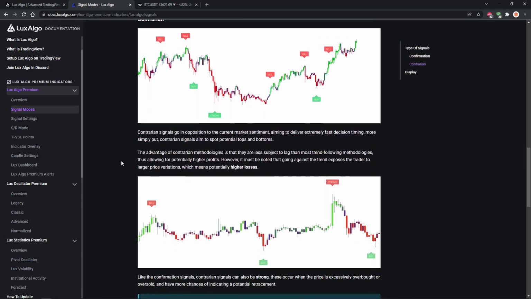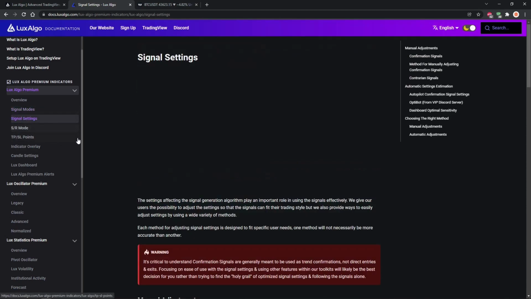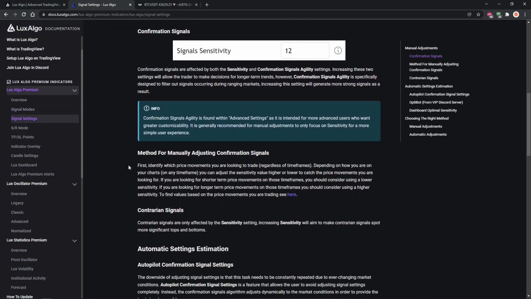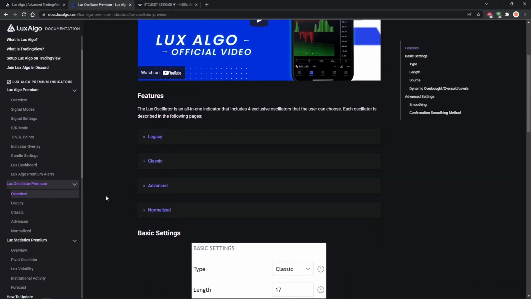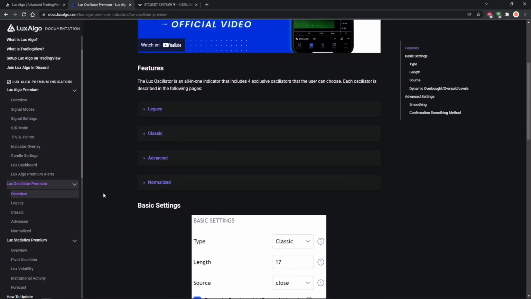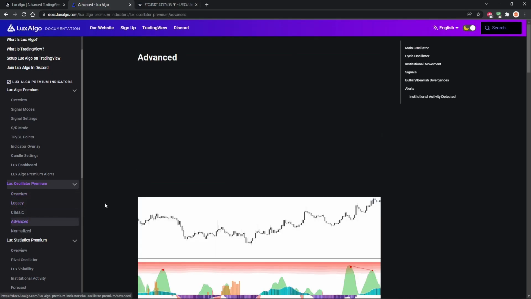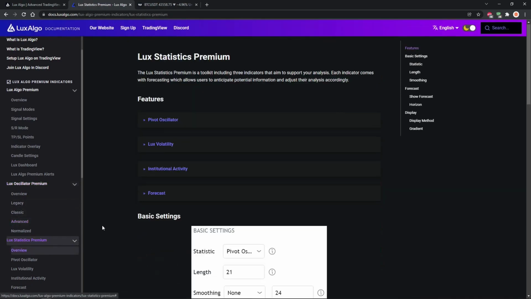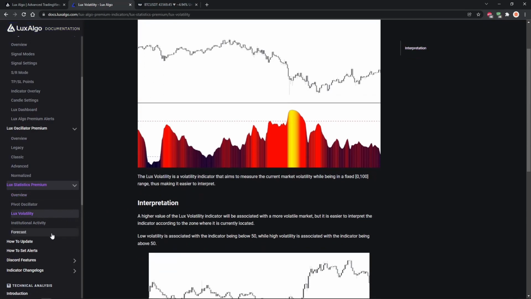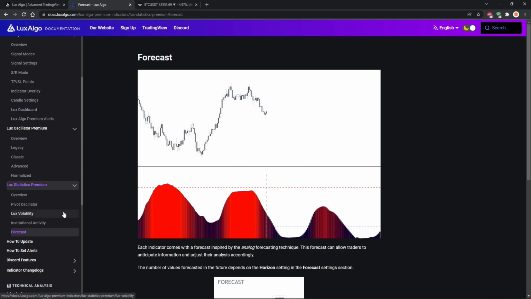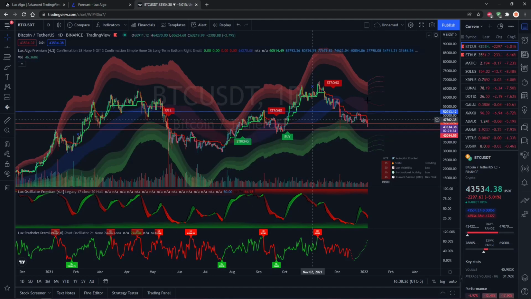So this site will run you through your signal modes, your signal settings. So, what you want to set your sensitivity at, what you want to set the buy and sell signals at, just the overview of how to use it, the different types. So you have classic, advanced, normalized, depending on your trading style and what level of trader you are. You can also look through the volatility indicators, the forecast indicators. These are all things that are hard to cover within a short video, but we just wanted to introduce you to this site because this is the site that we used to teach ourselves when we first started using the indicator.